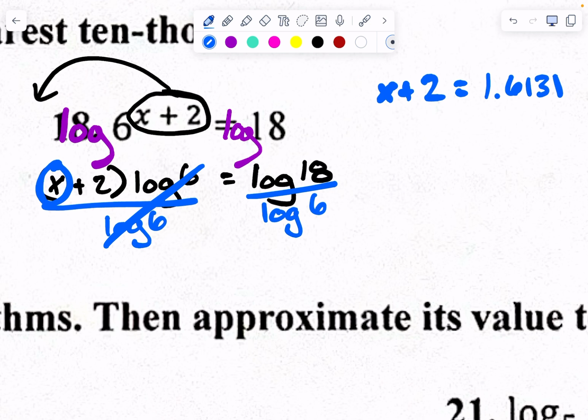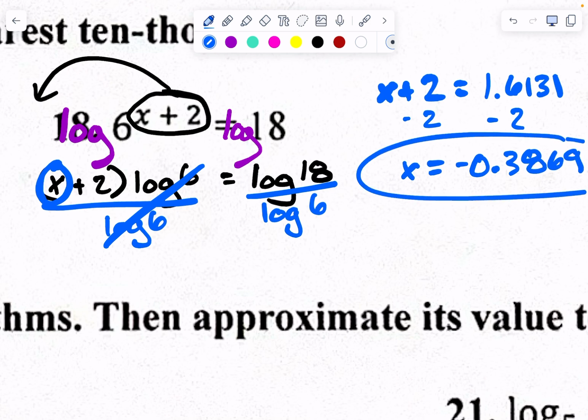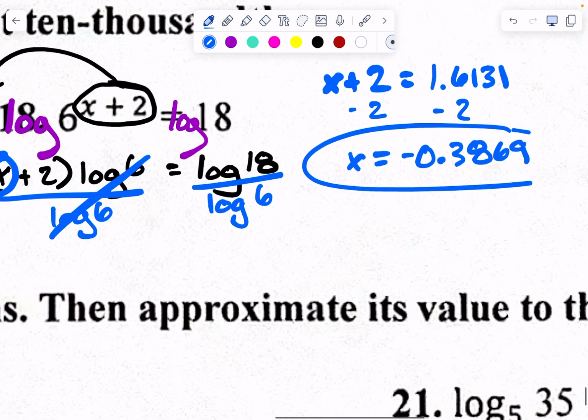Do you see what we just did? We divided the log 6 over. Then what? Subtract 2. x equals negative 0.3869. Yes. I did that in my head. I totally did, actually.